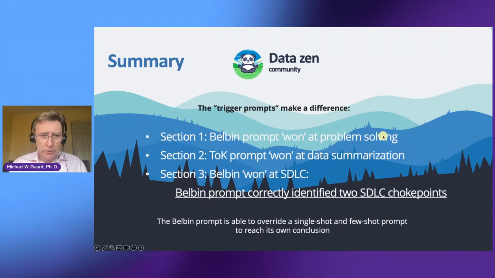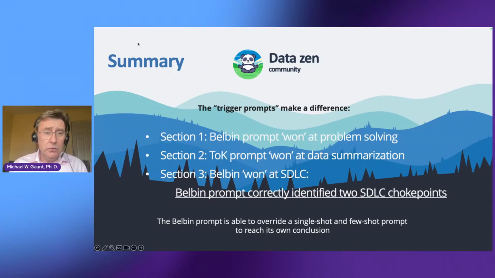Okay, so how are we doing for time? So to summarize this, we've introduced the idea of the Belbin committee prompt as a way of solving complex problems. So this is not a day-to-day, tell me this, tell me that. It's when you're asking it to do problem solving, or you're asking it to do planning.